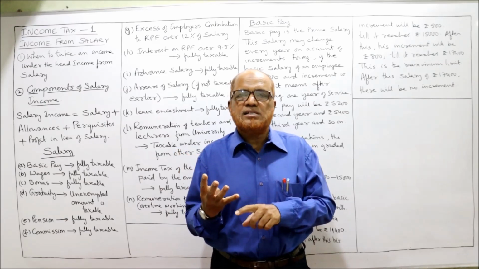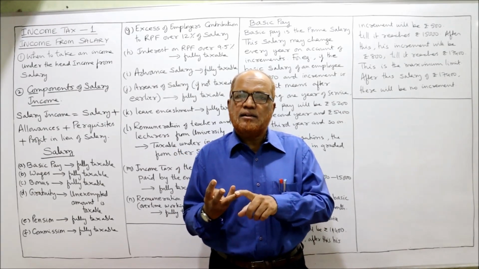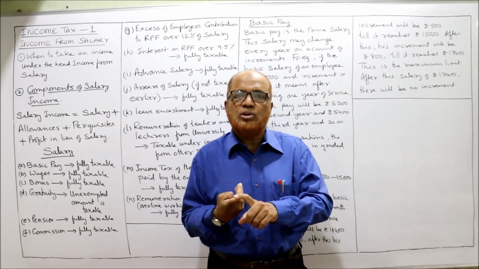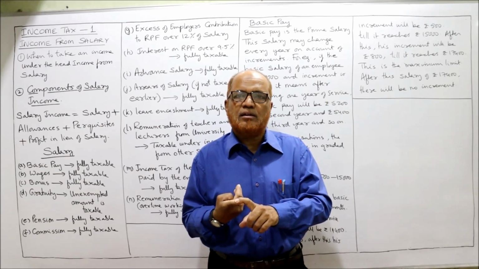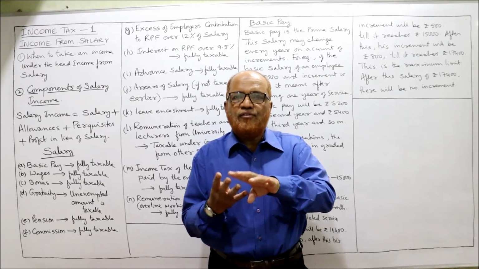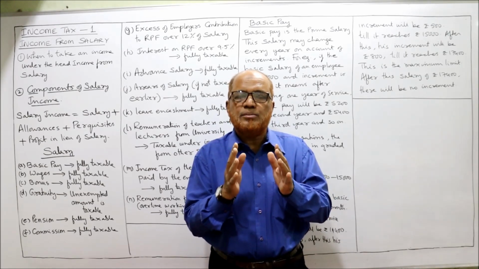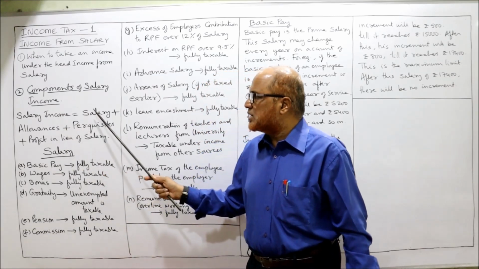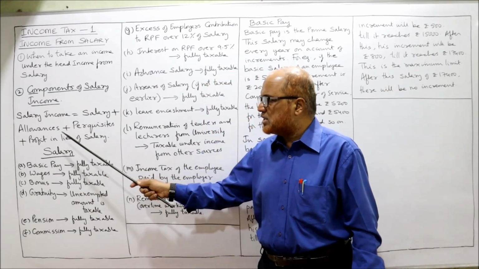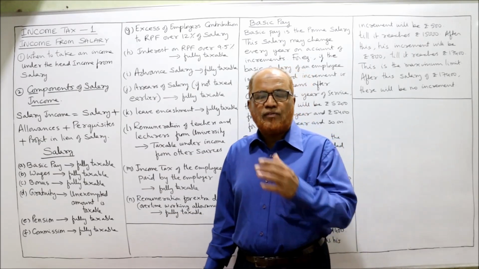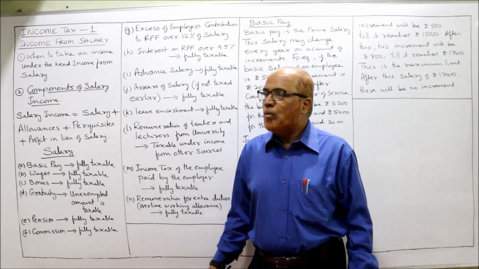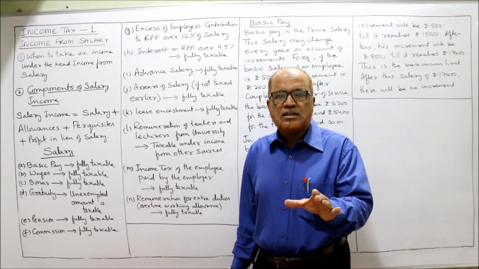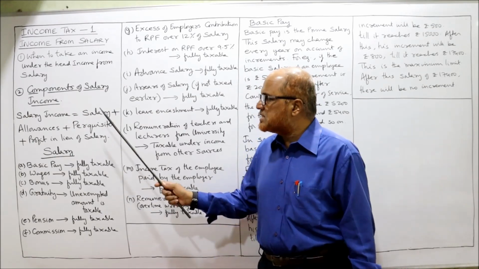The first part is salary, second allowances, third perquisites, fourth profit in lieu of salary. So these are the 4 components of the term salary income. What are those 4? Salary income is equal to salary plus allowances plus perquisite plus profit in lieu of salary. So first of all, I will explain you what are the items that will come under salary. After completing this part, we'll do some problems on this salary.